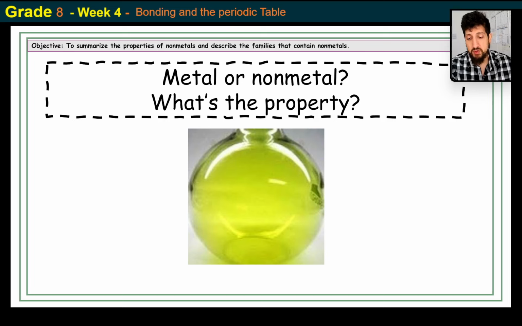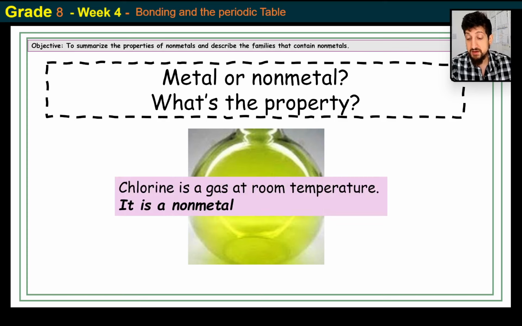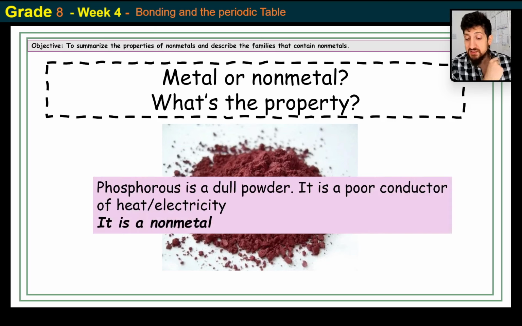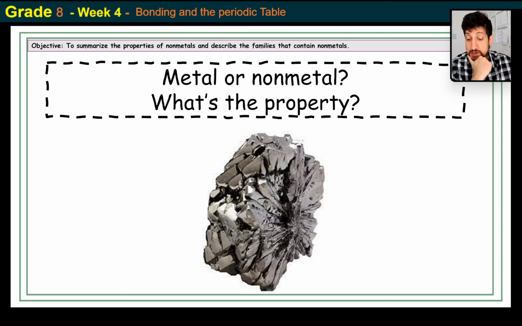Metal or nonmetal? What do we think? This is chlorine gas. I can tell because it's green in color and it's gaseous. And chlorine gas, of course, is a nonmetal at room temperature. What about this guy here? This is a powder. And it's a nonmetal powder. I know what it is. It is phosphorus. Phosphorus is a dull powder. It's a poor conductor of heat and electricity. It is a nonmetal.